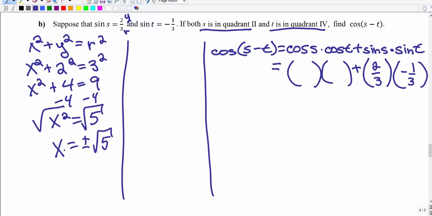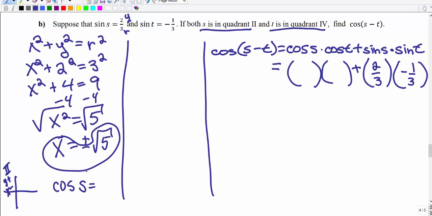So we want to know, is x positive or negative? Well, in quadrant 2, y is positive and x would be negative. So we're going to choose the negative value for x. So cosine of angle S would be the x value, negative square root of 5, divided by the r value, which we said was 3. So now we can come over here to our identity and put in that value, negative square root of 5 divided by 3.